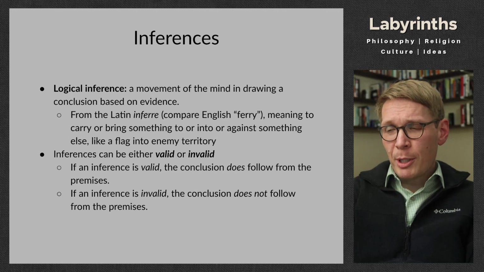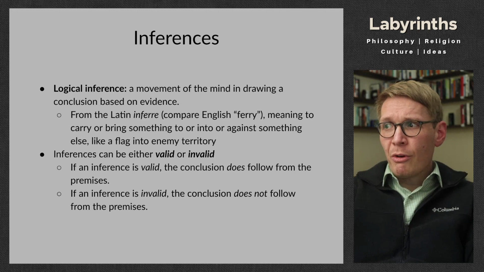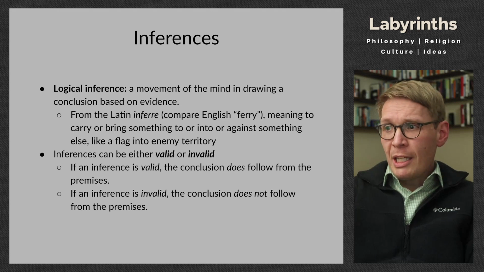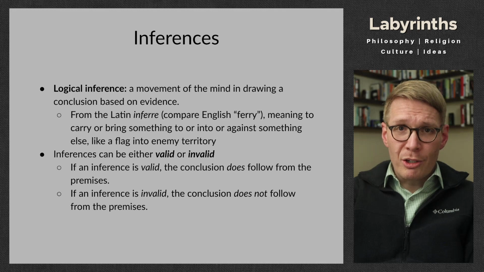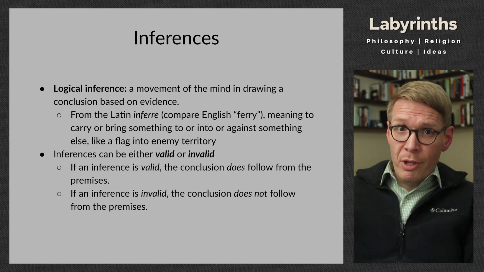Inferences, which is what we're going to be talking about here, first with immediate inferences. Inferences can be valid or invalid. And we'll say a bit about this. So a valid inference is one in which the conclusion does follow logically from the premises. An invalid inference is one in which the conclusion does not follow logically from the premises. So validity and invalidity is what is at issue when we're talking about inferences, not truth and falsity.